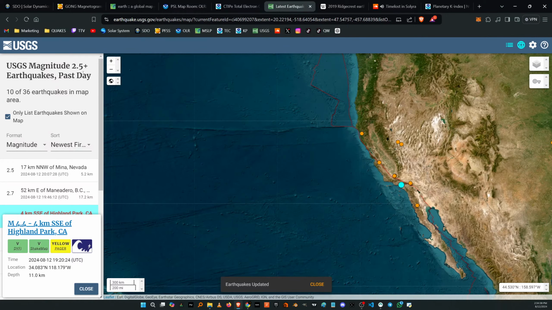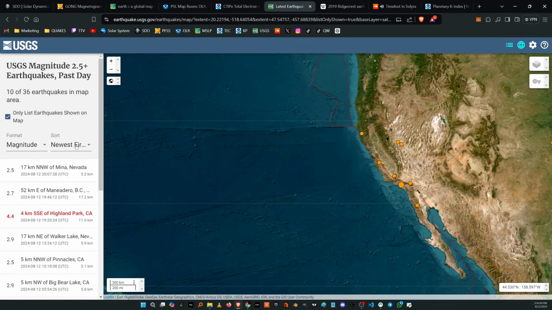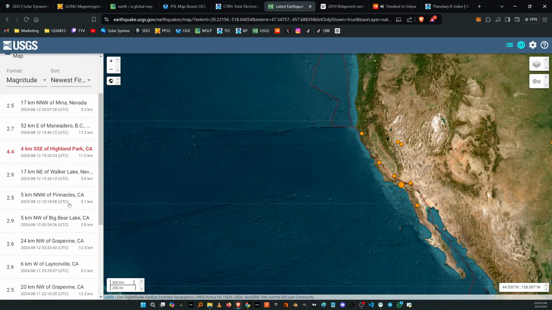So this is USGS, the United States Geological Survey. This is where you can get a lot of your earthquake data. As I'm sure a bunch of you know, this is the earthquake maps. So I have the newest ones first, in sequence of time.